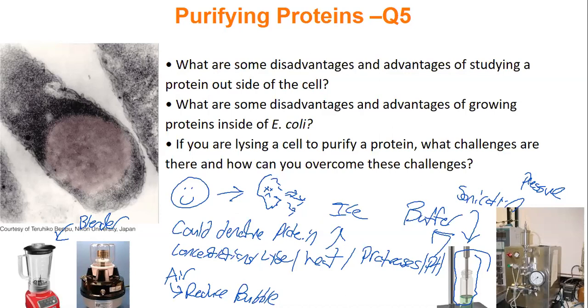So any questions about any of these pros and cons? Let me clear this drawing.